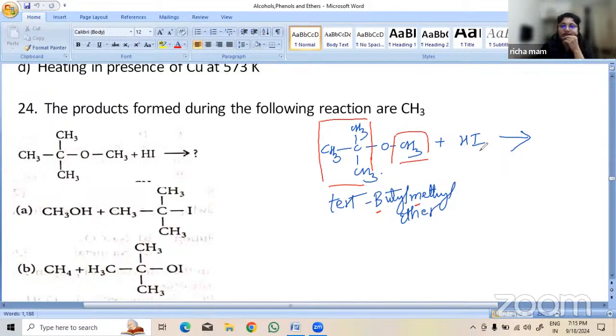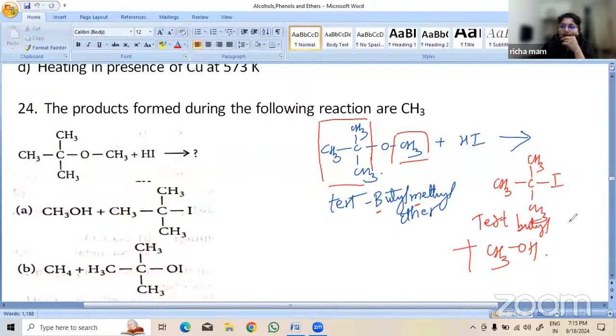So in the presence of HI, hydrogen iodide, what are you going to get? One product will be CH3, C, CH3, CH3I, and another will be an alcohol. So this is tertiary butyl iodide, and another is methyl alcohol. So which is the answer? Which is the option?